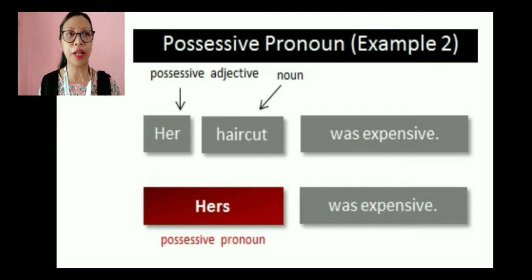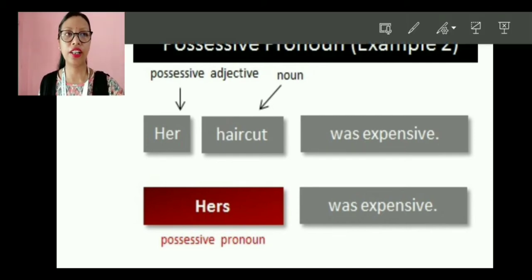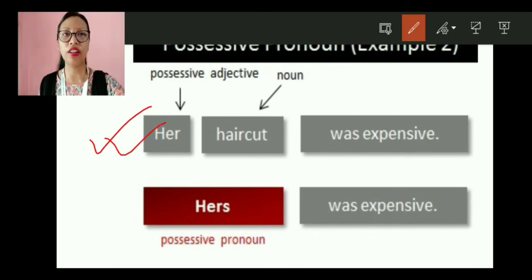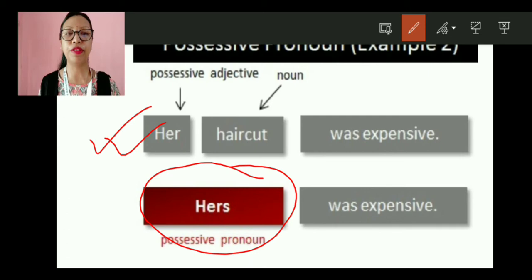Then let's come to example number 2. Her haircut was expensive. Now her haircut. Haircut is the noun here and her is the possessive adjective. Whose haircut? Her haircut, right? And hers was expensive. If we write hers was expensive, it will become a possessive pronoun because we are not pointing to haircut. We are just writing hers was expensive because haircut has already been mentioned. In that case, it becomes a possessive pronoun.